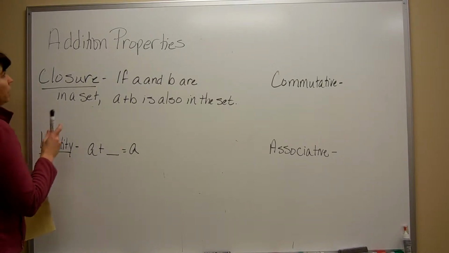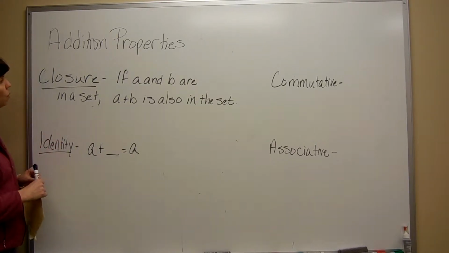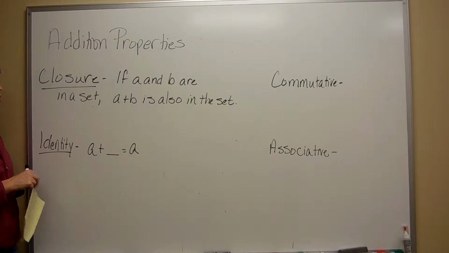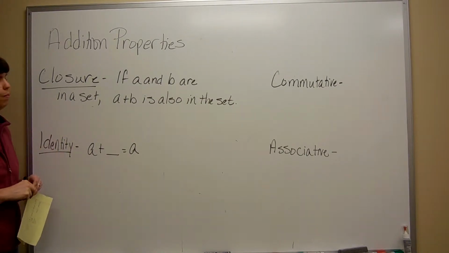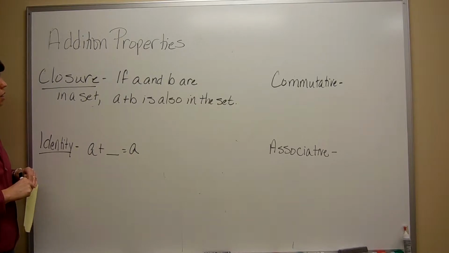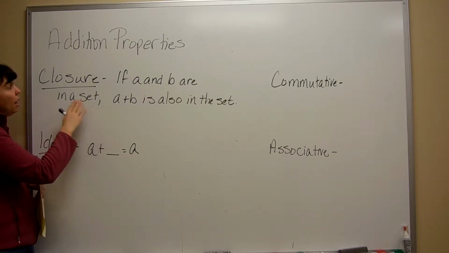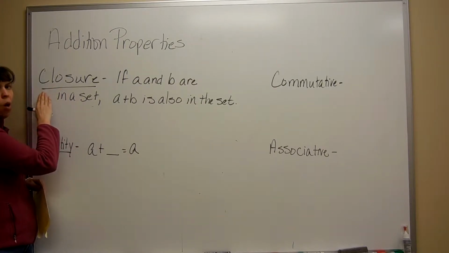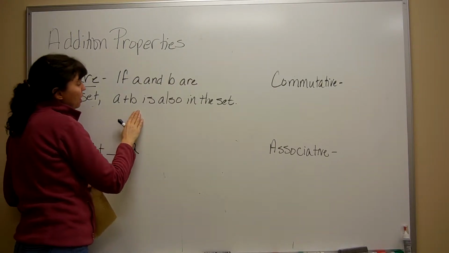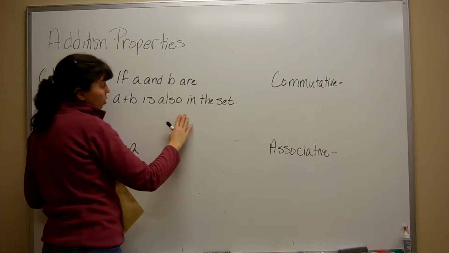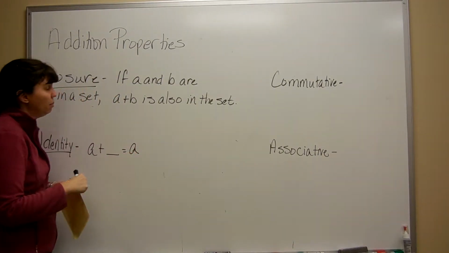Okay, so now we're going to look at addition properties. The first one we're going to talk about is closure. Here we're going to see some of the vocabulary that we used when we were talking about sets. If A and B are elements of a set, the closure property holds if the sum of A and B is also an element of the set.